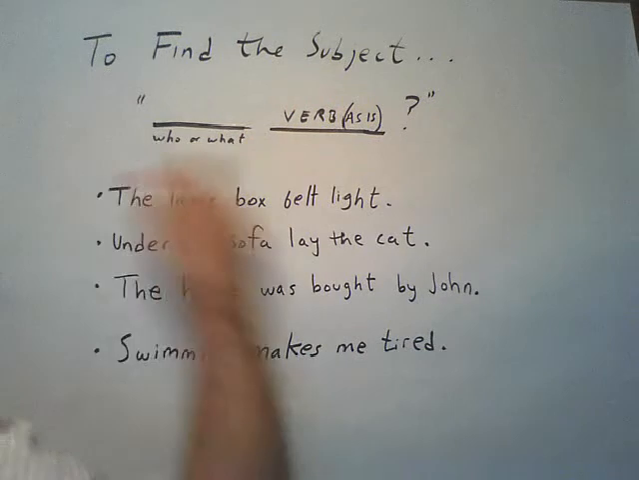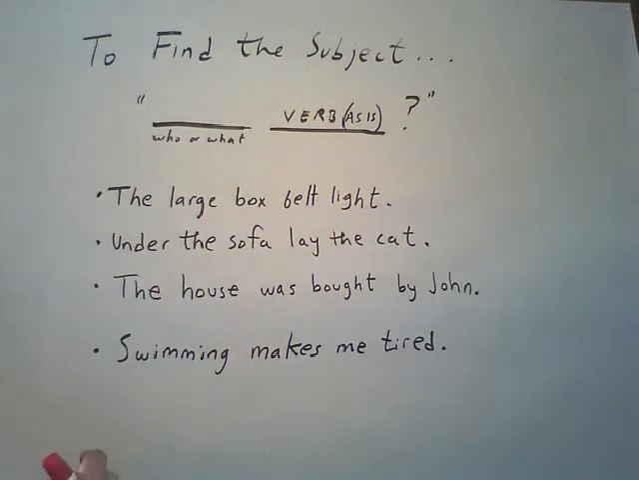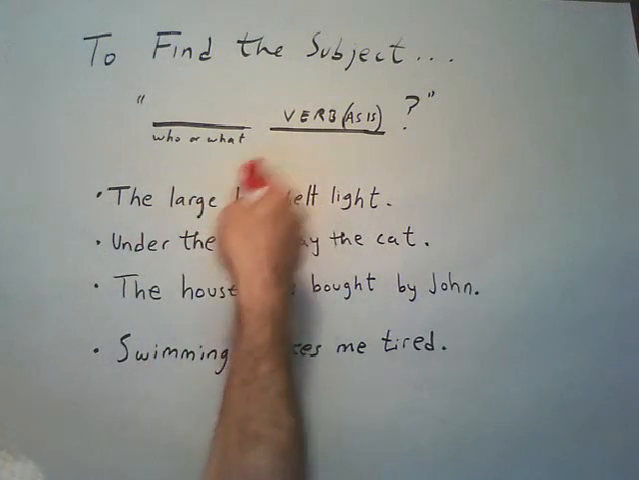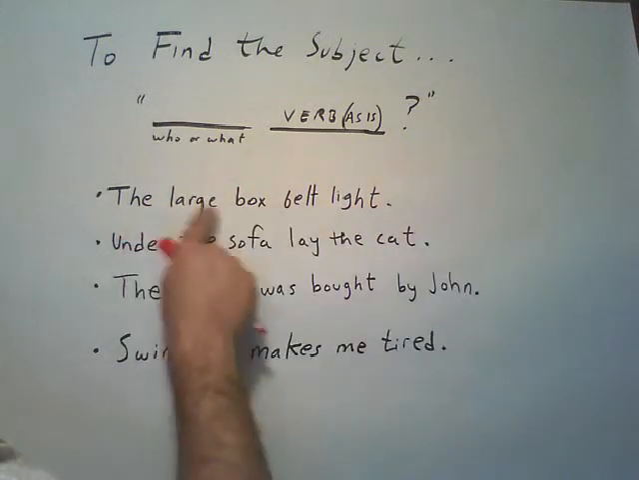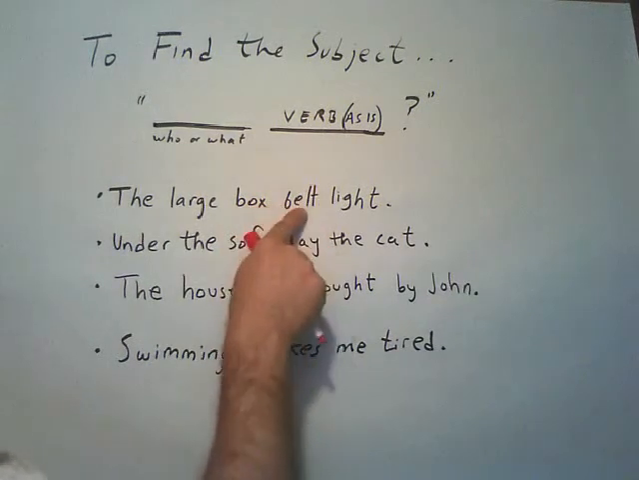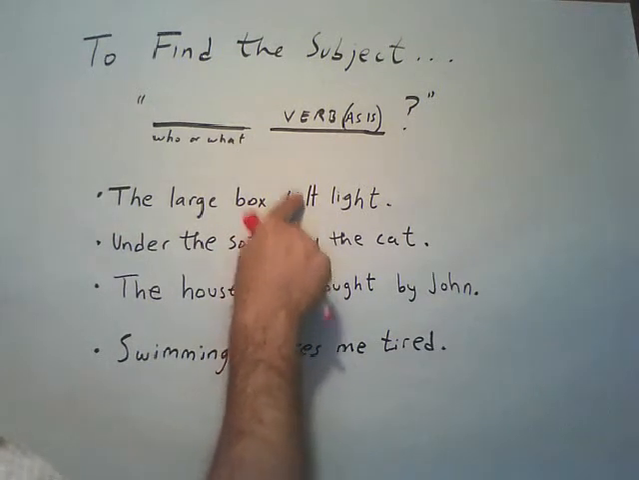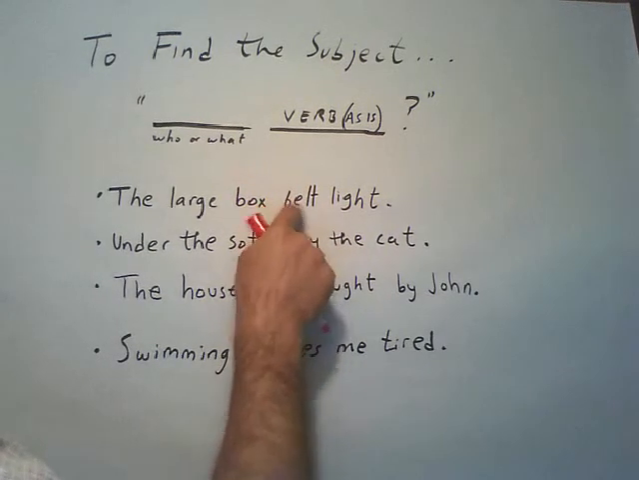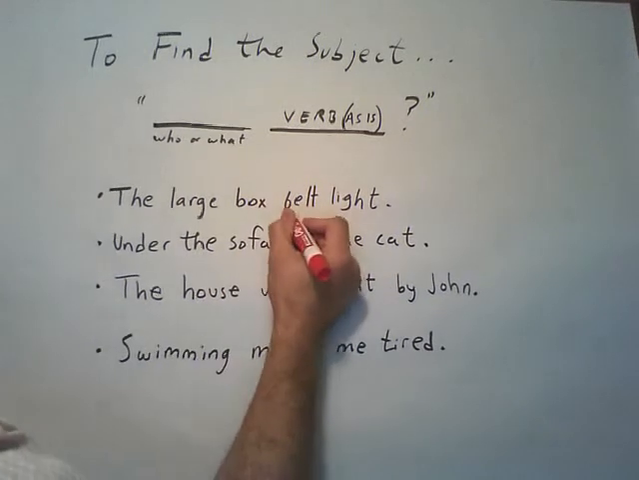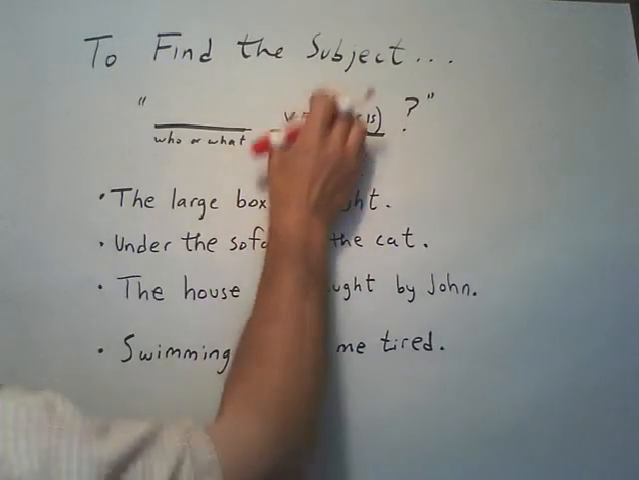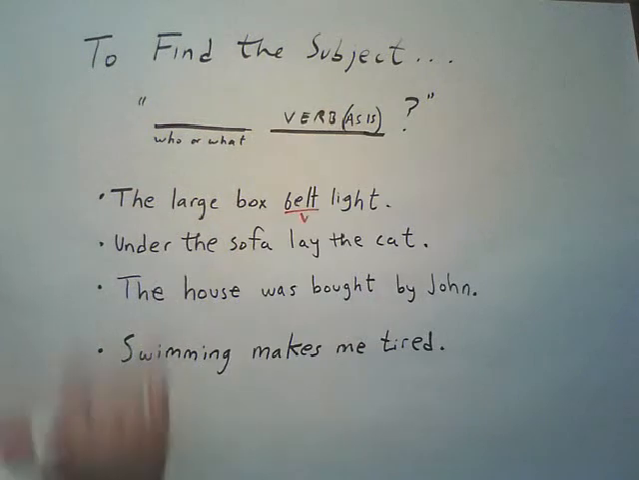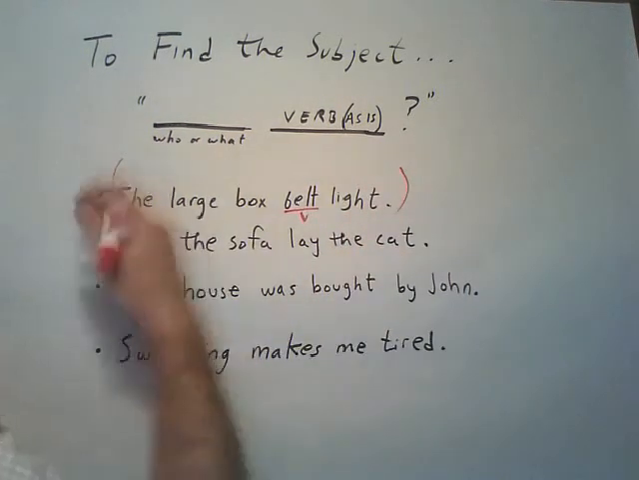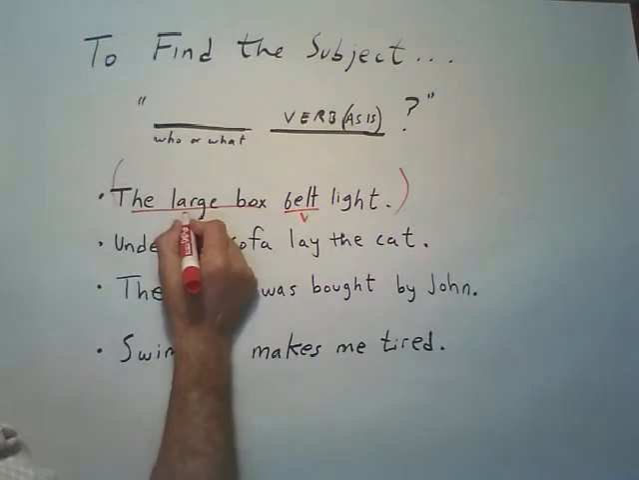So let's find the verb here. The large box felt light. How would I say this in the past? This is past tense, so this is how I would say it. The large box felt light. How about present tense, if I meant now? The large box feels light. This is the word that's changing. In the future, the large box will feel light. Will feel. So this is the verb. Here's your verb. I'm going to bring it right up in here and say who or what felt, according to the words I have right here. What's my answer? The large box. So this is going to be my subject.